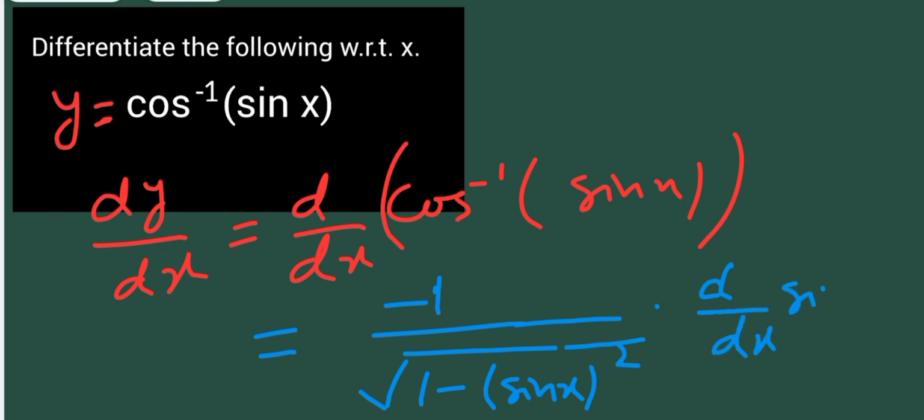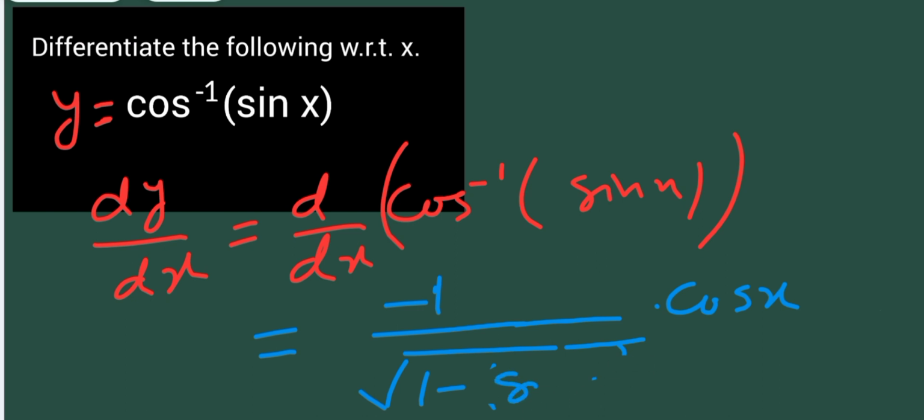Derivative of sin x with respect to x is nothing but cos x. So instead of this derivative of sin x, I can write cos x. Derivative of sin x will be cos x, so I am writing here cos x. Now if you simplify, this is minus 1 divided by root over 1 minus sin x whole square. Sin x whole square is nothing but sin square x.